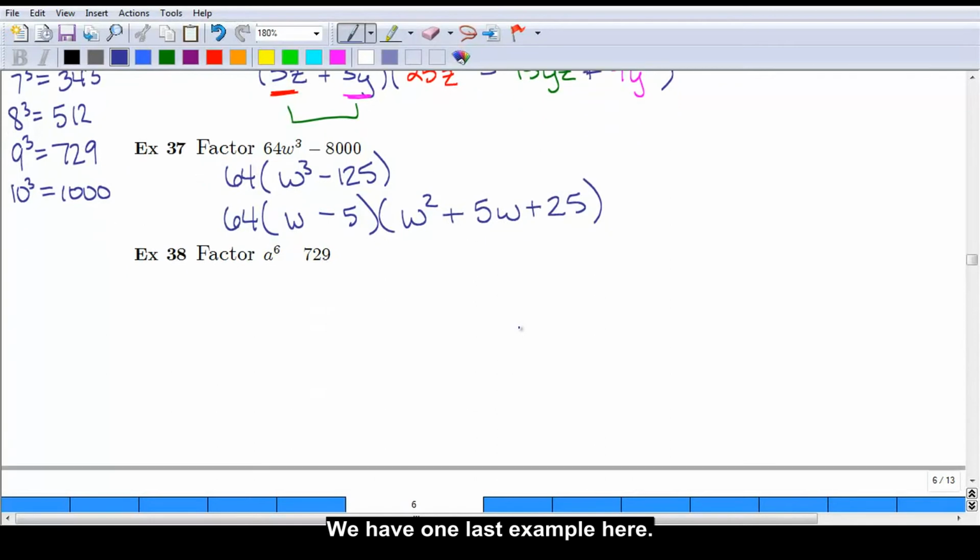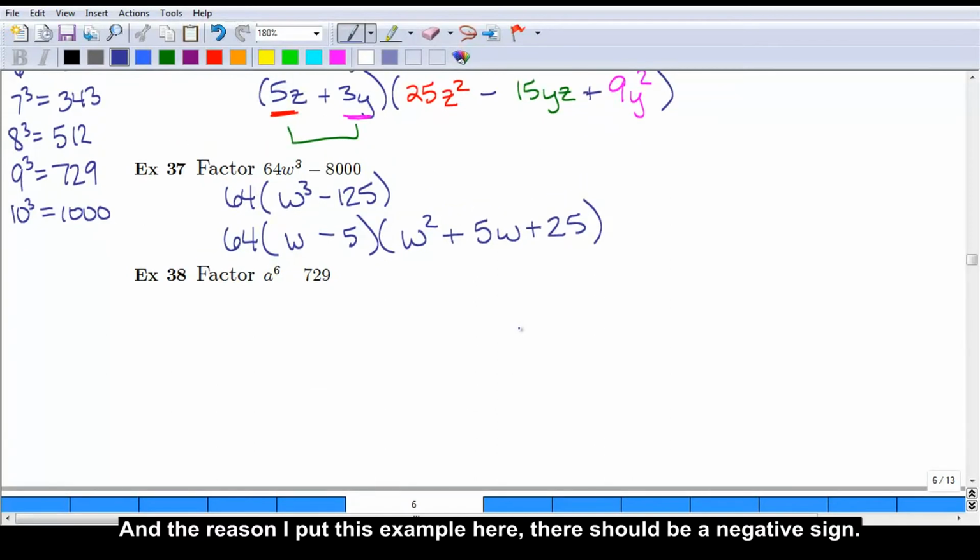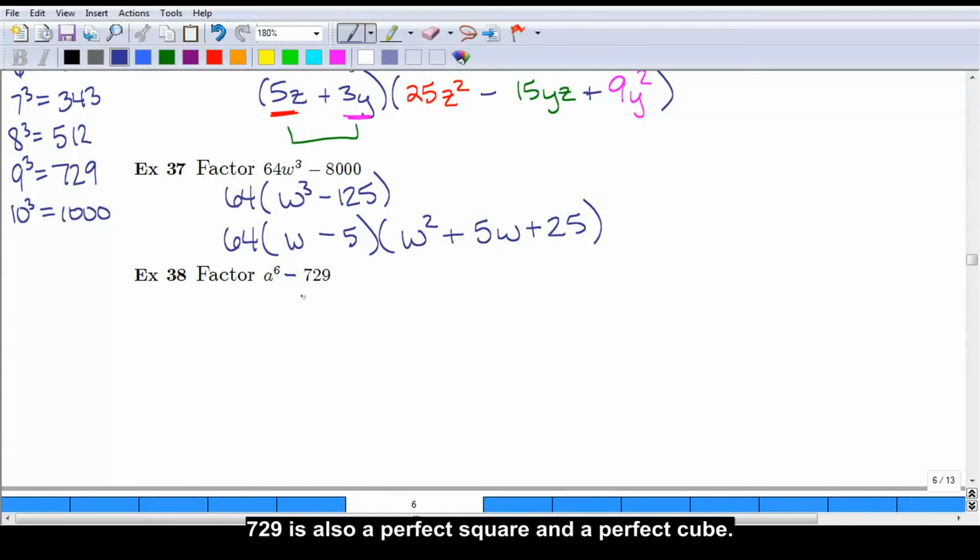We have one last example here. And the reason I put this example here, there should be a negative sign. The reason I bring up this example is because we've got an a to the 6th, meaning that it is a perfect cube because the exponent is divisible by 3. It is also a perfect square because the exponent is divisible by 2. 729 is also a perfect square and a perfect cube.